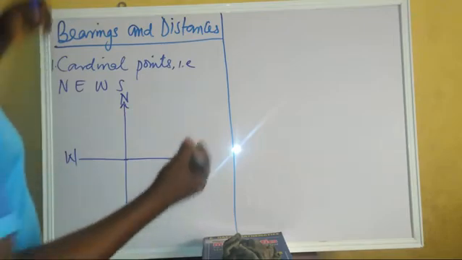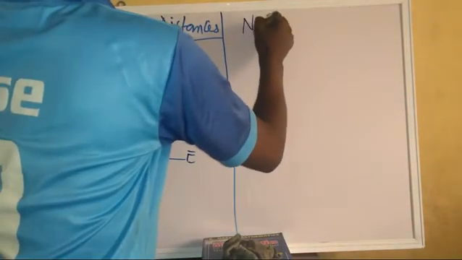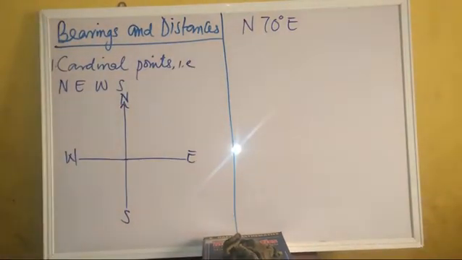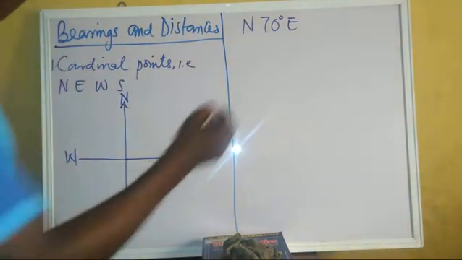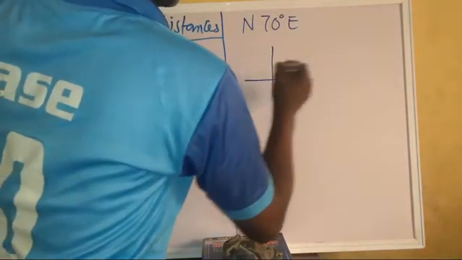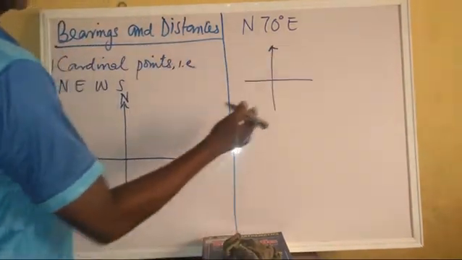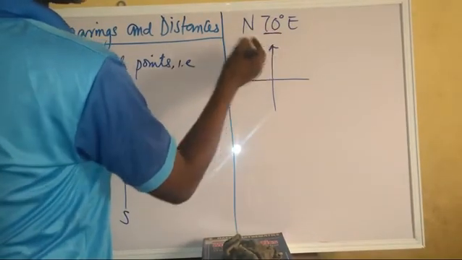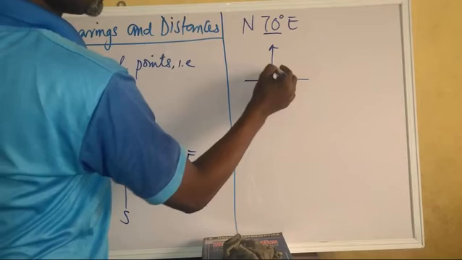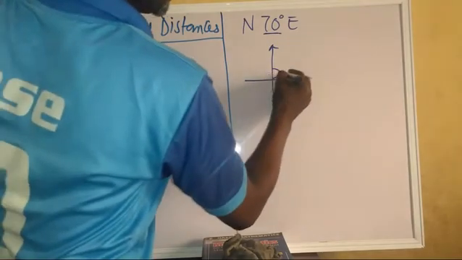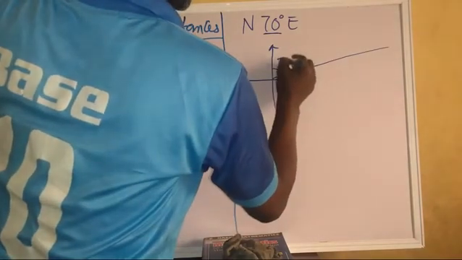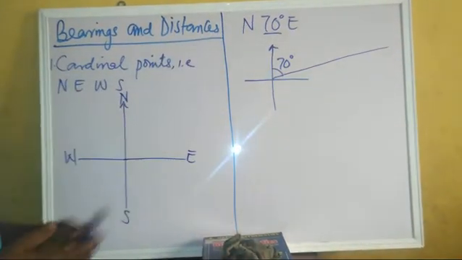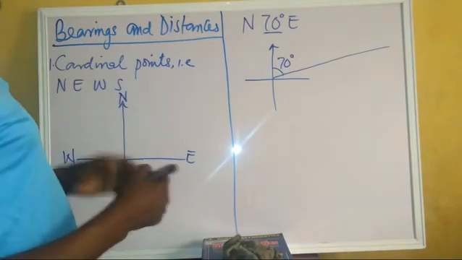For instance, if I say north 70 degrees east, if I want to represent this bearing, it will be drawn this way. This is my north, this is where we have east. That means I'm to move 70 degrees from north towards east. This is my 70 degrees. That's how to represent bearing on cardinal point.